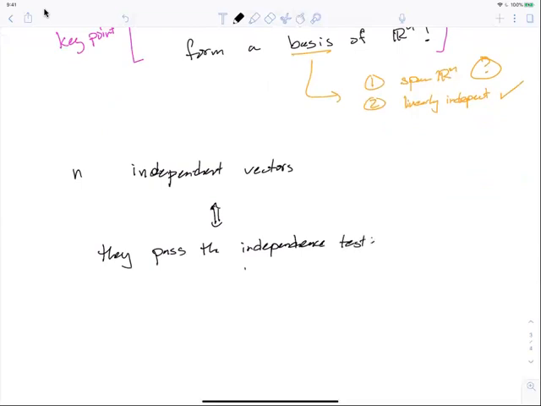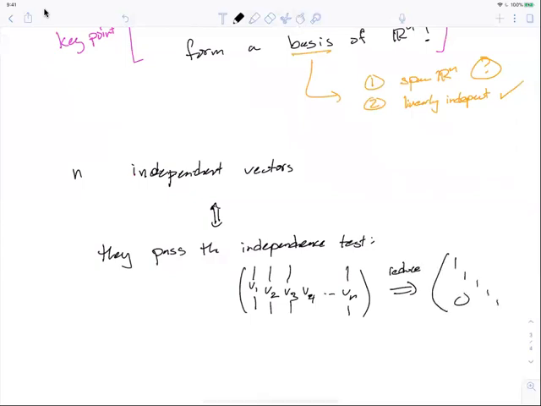Namely, you can take all those vectors, concatenate them, and amalgamate them into a matrix that's going to reduce to the identity matrix. All right, that's the independence test. If you can reduce them to, not necessarily the identity, but more importantly, they have a pivot in every column, they're going to pass.